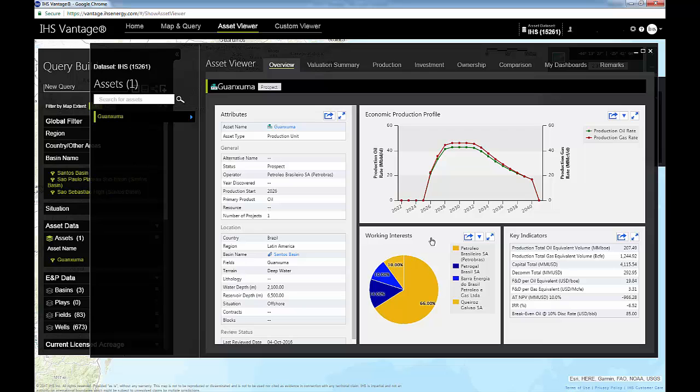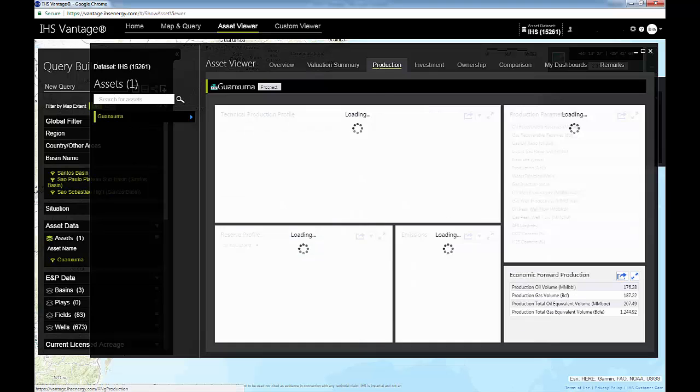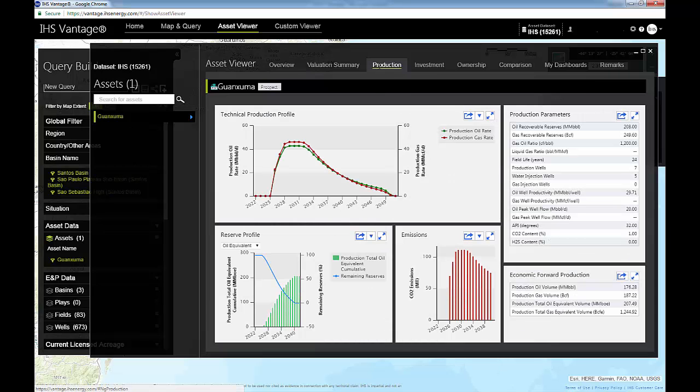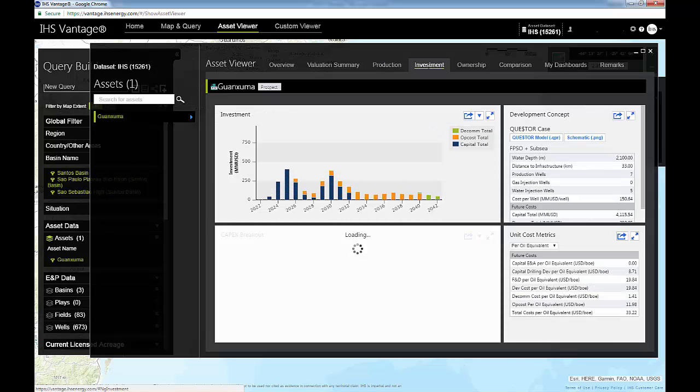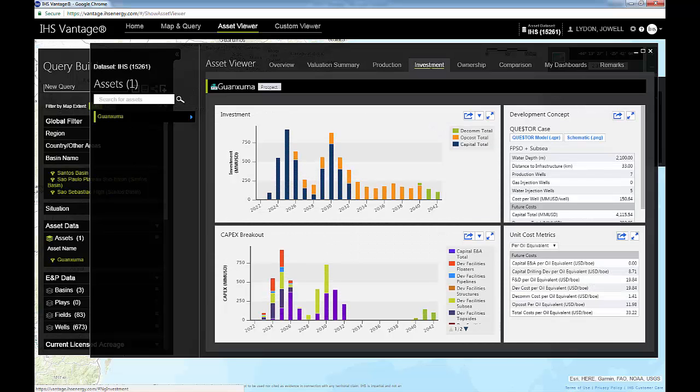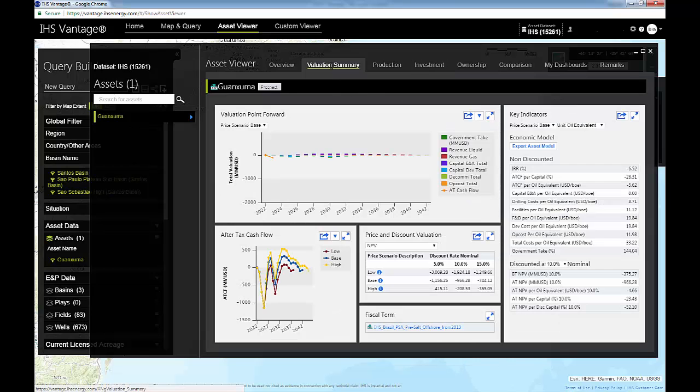The team can see how IHS analysts have modeled the assets' reserves and future production. They can also see how development and operating costs have been modeled. For more detail on the former, there is a full model of a development concept produced in IHS's Questor cost estimation tool. Finally, they can examine the full economic model created by IHS Energy and modify assumptions as desired. The team can also export the model in Excel and modify any aspect of it.